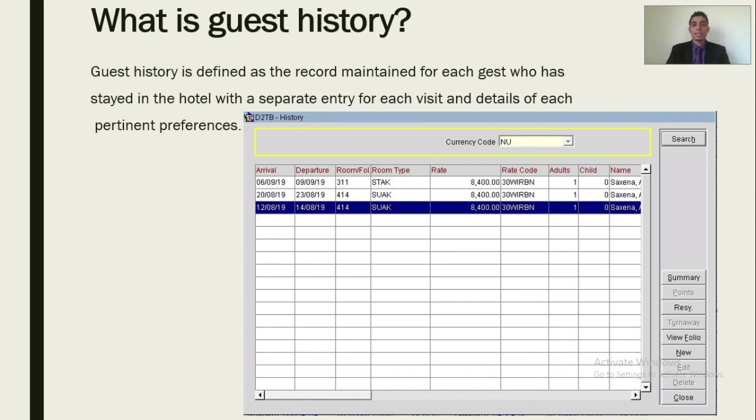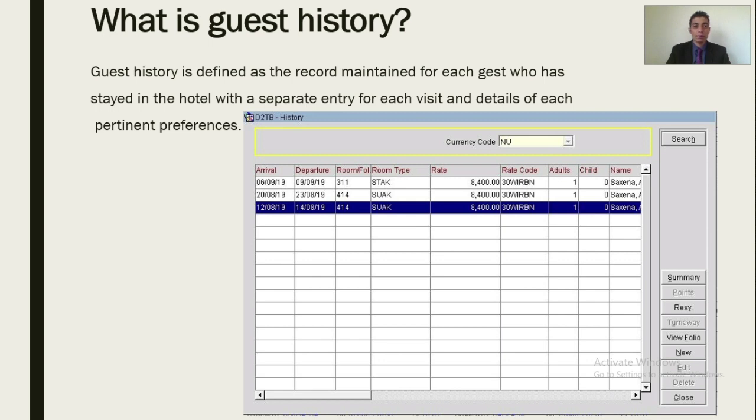For each visit, they will keep a record as a separate entry in the hotel. Now in the picture we can see Mr. Saxena has stayed in the property 3 times, so for those 3 stays they have maintained 3 separate records in the system. All the stay details, all the preferences, all the requirements of the guest are maintained as a guest history in the system.